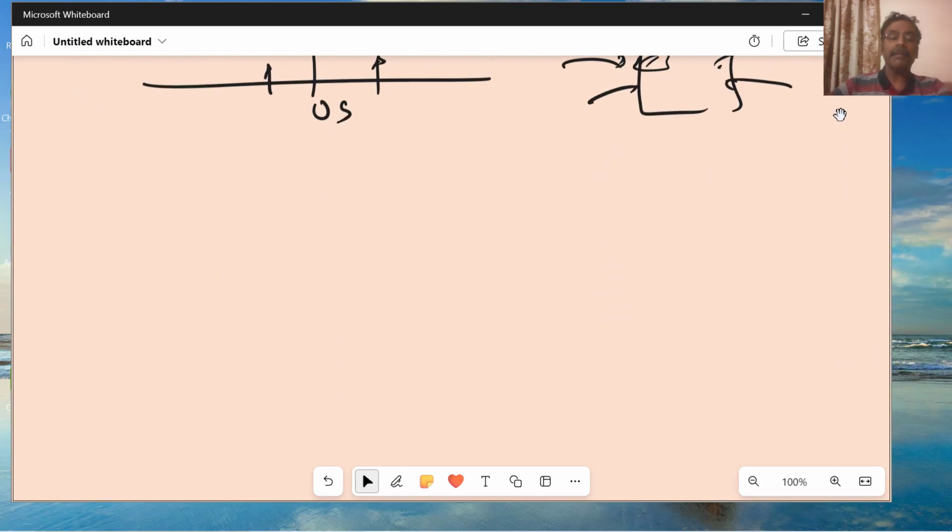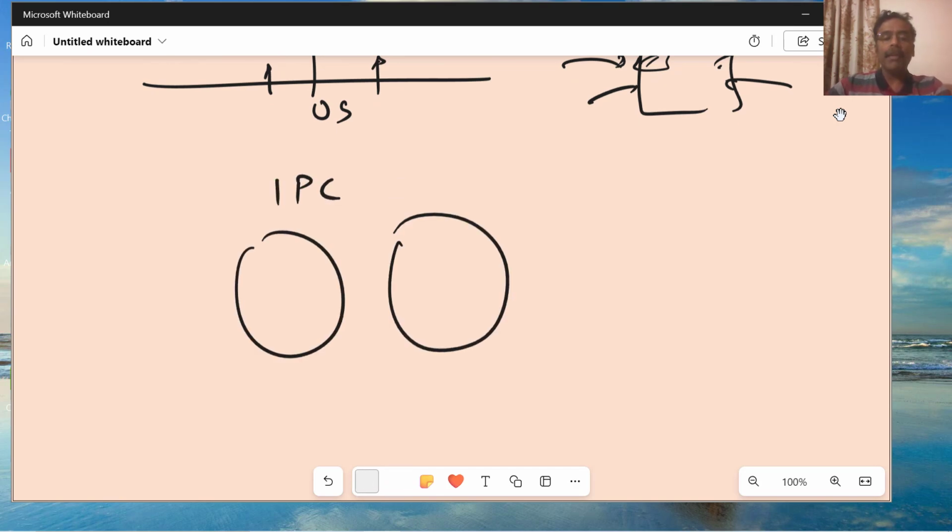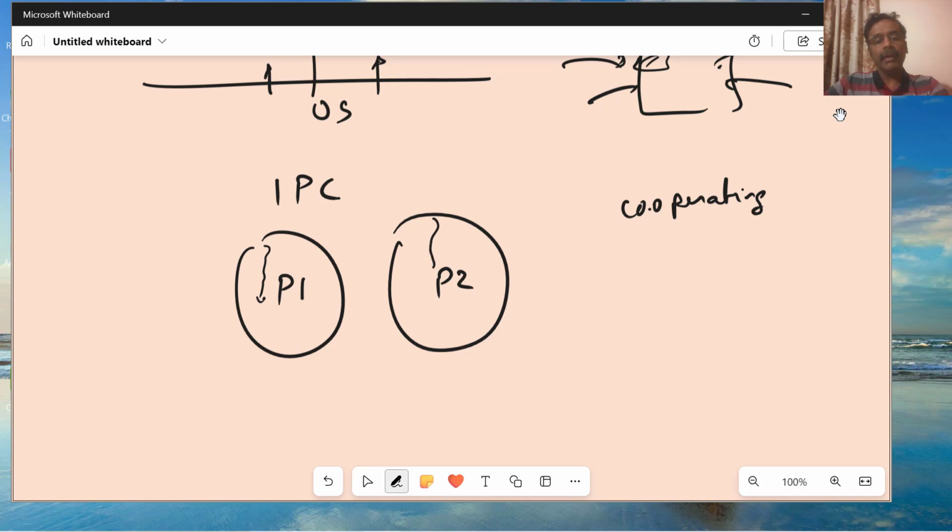But the IPC mechanisms come into play, which is interprocess communication, where we have cooperating processes. That means they all cooperate with each other. For them to do some job, not only do they need to execute their own piece of code, they also need to exchange some information or be in sync with what is happening in the other processes. For that, they need to depend on the OS to provide interprocess communication. That's what we are going to talk about.